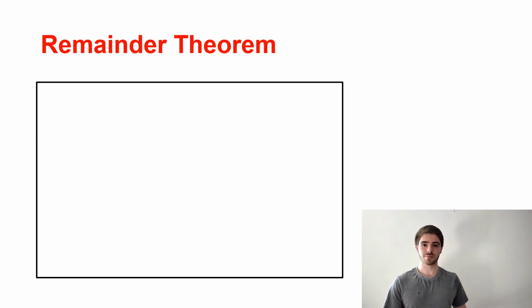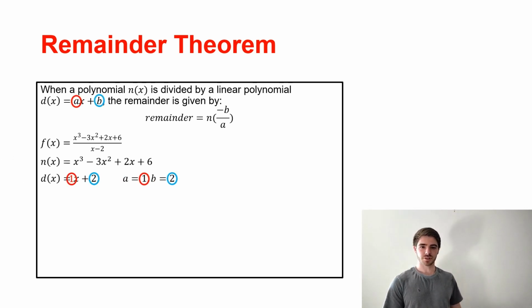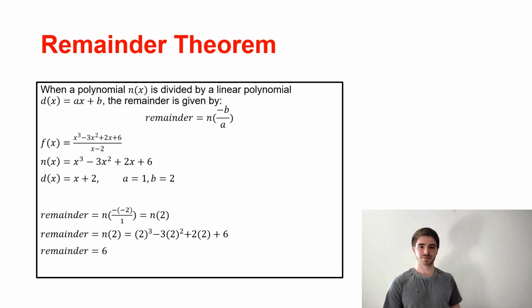We can use the remainder theorem. It's worth noting that the remainder theorem only applies when you're dividing by a linear polynomial, or in other words, a first order polynomial. For example, suppose we have the following function f of x. We can find the remainder after division as follows. After we substitute in the terms, we'll find that the remainder is 6.